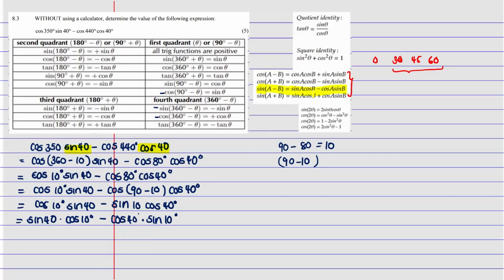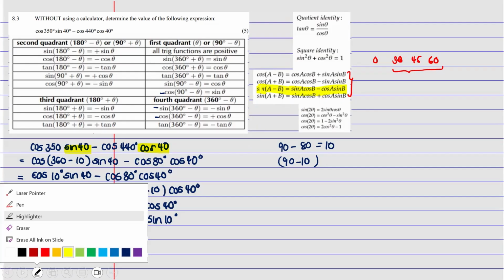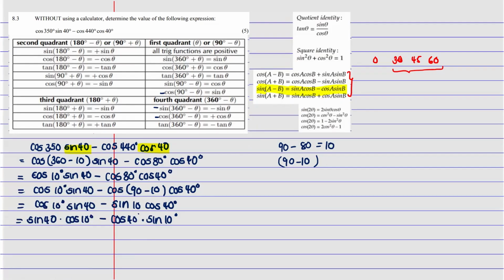Right? Sine cos minus cosine, which is great. So we're going to change it with this one, where 40 is our A and our B is 10. So this is going to be the same as sine of 40 minus 10, which gives us 30. So it's going to be sine 30 degrees, which is one of our identities. And now when we punch that into the calculator, you find that our answer is a half.